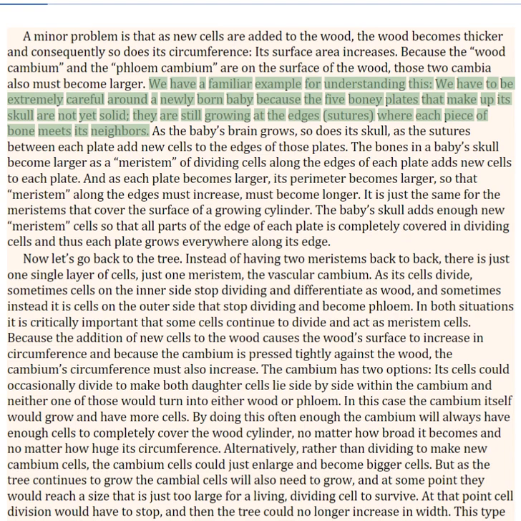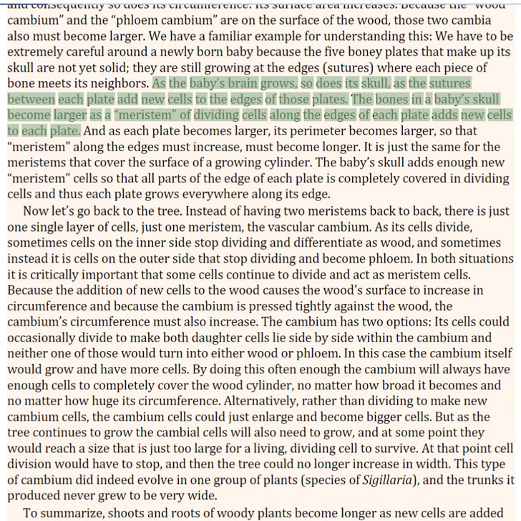We have a familiar example for understanding this. We have to be extremely careful around a newly born baby because the 5 bony plates that make up its skull are not yet solid. They are still growing at the edges where each piece of bone meets its neighbors. As the baby's brain grows, so does its skull, as the sutures between each plate add new cells to the edges of those plates. The bones in a baby's skull become larger as a meristem of dividing cells along the edges of each plate adds new cells to each plate.